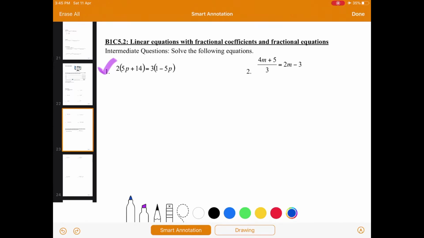This is part 2 of solving fractional equations. Only the questions highlighted will be mentioned in this video. This video is meant for checking purposes.